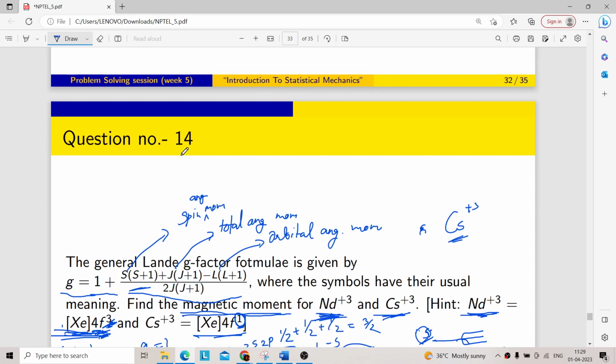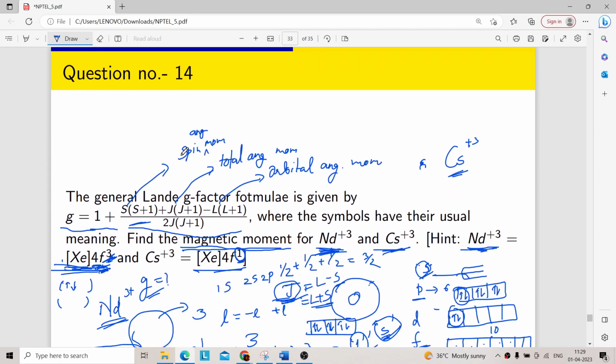Okay, any question so far? No. You see this Landé factor, it's not 1. This contribution is coming due to the interaction between the spin of the electron and the orbital angular momentum of the electron. That's why we are getting a very different number from 1. This part is coming from spin-orbit interaction. Right.